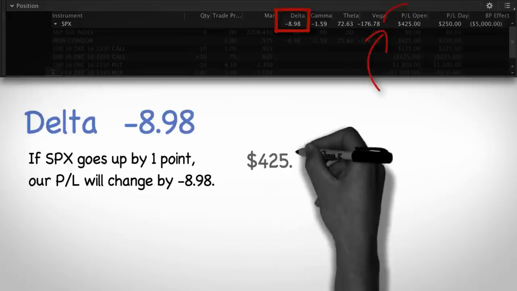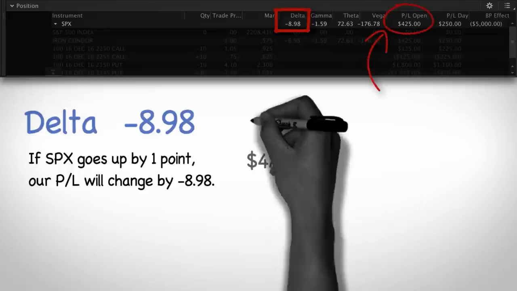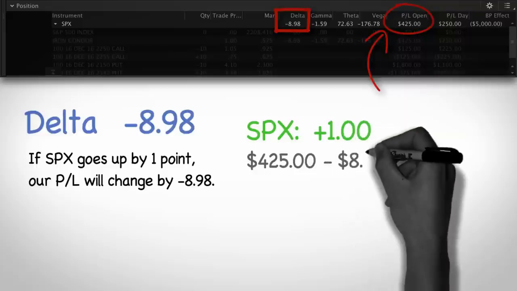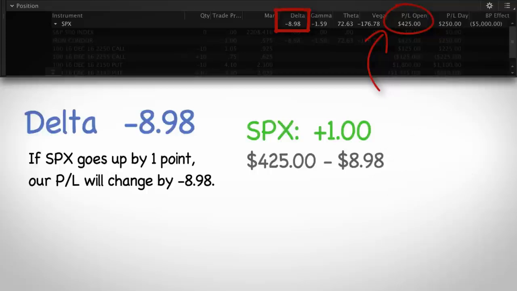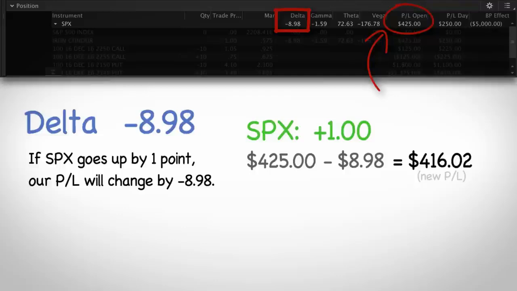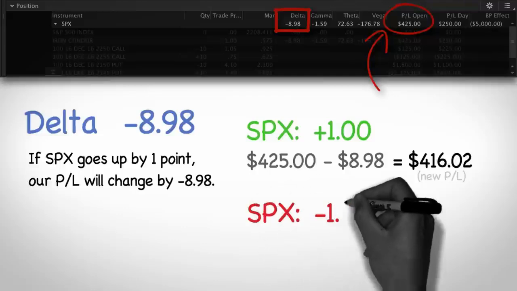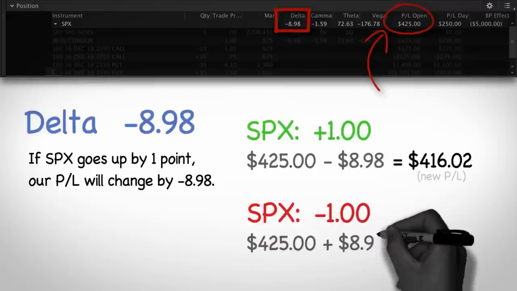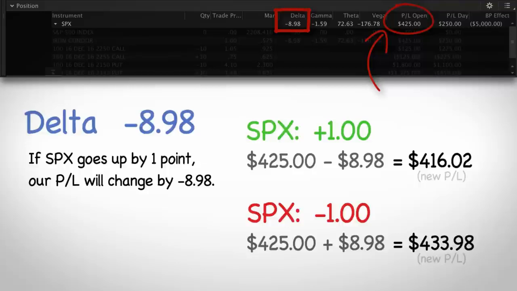We're already up $425 on this position, so if SPX goes up by 1 point, then in theory we would lose $8.98 of that. So now we would only be up around $416. On the flip side, this is saying that if SPX goes down by 1 point, then we will make $8.98. This is because the delta is a negative number.